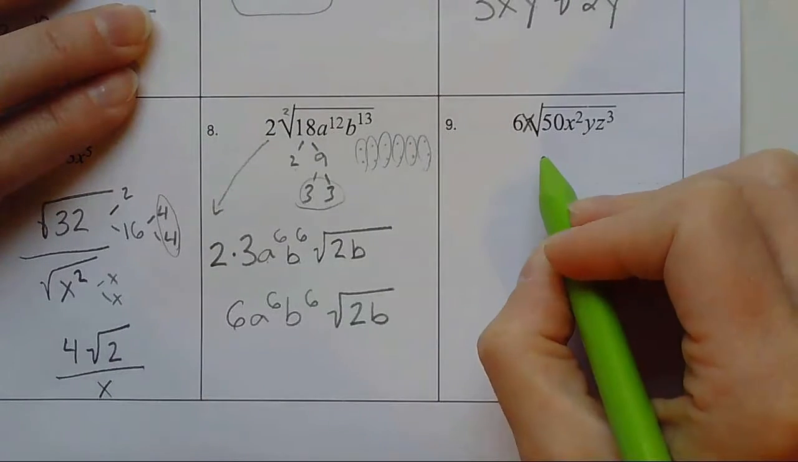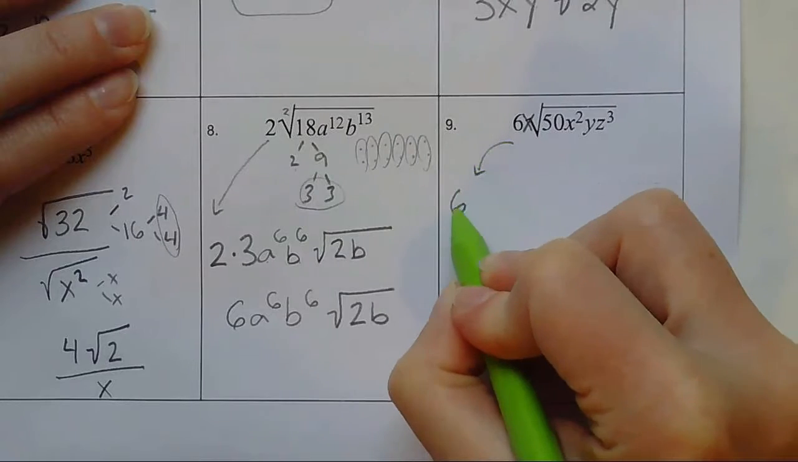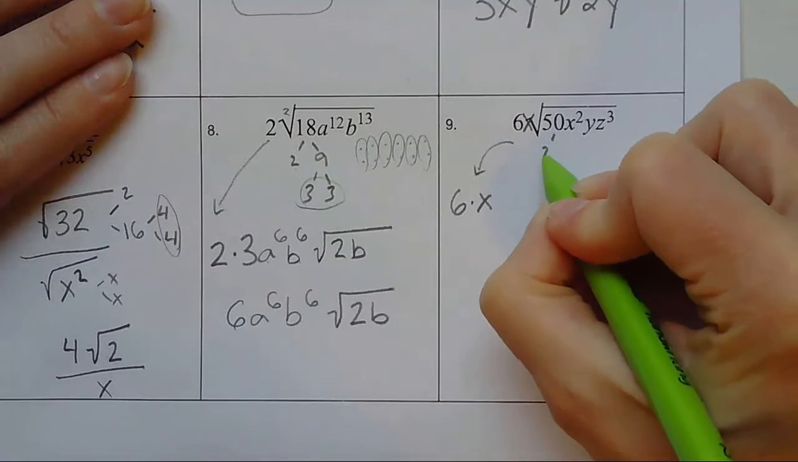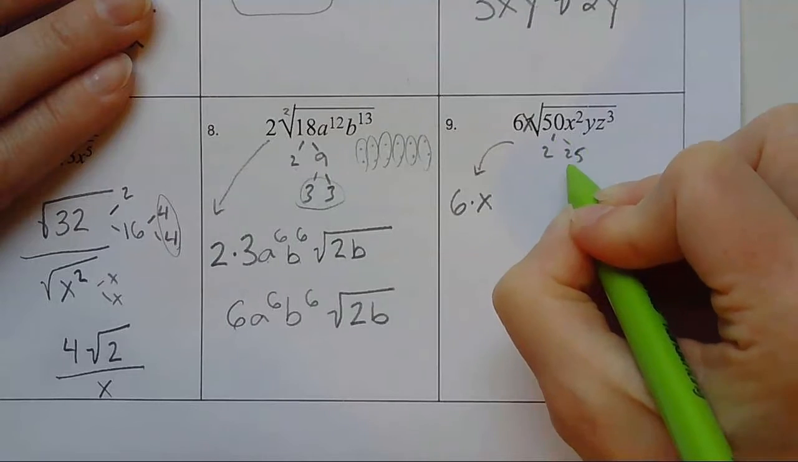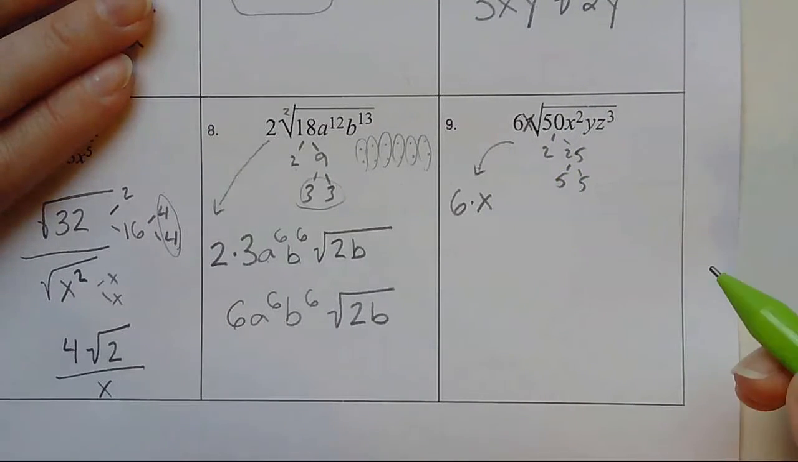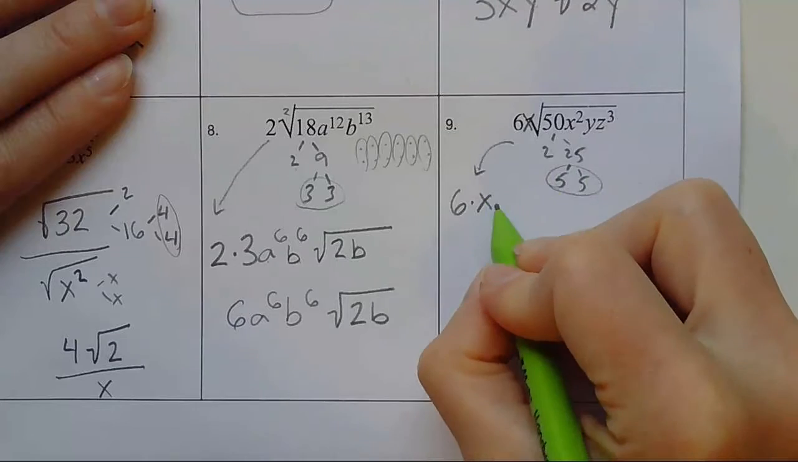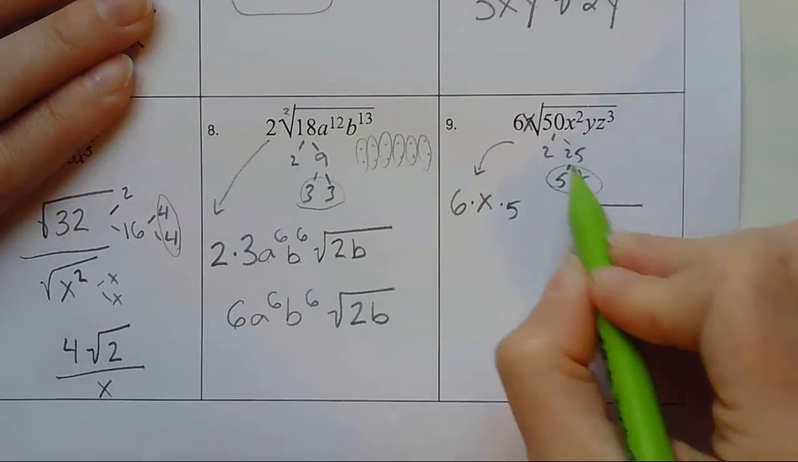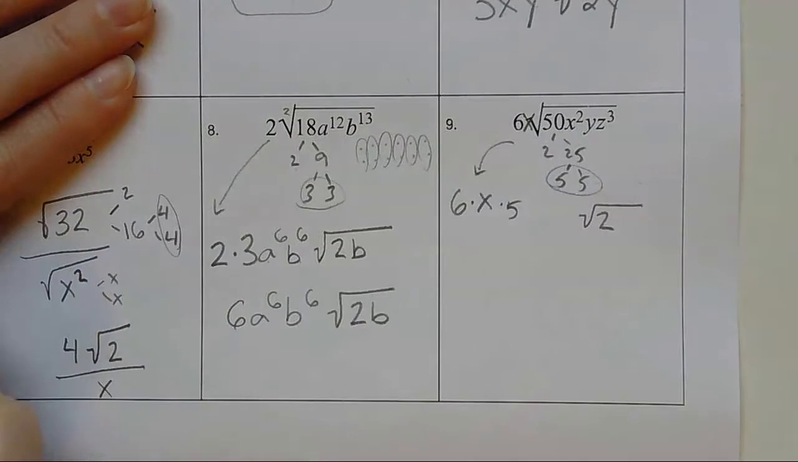Okay, so I'm going to go ahead and bring this 6 and this X down so I don't forget about it. All right, 50 is 2 and 25. 25 is 5 and 5. So doing the numbers, I can pull out a pair of 5s, and I'm going to skip X, Y, Z, and go on the inside and put that 2 on the inside there.